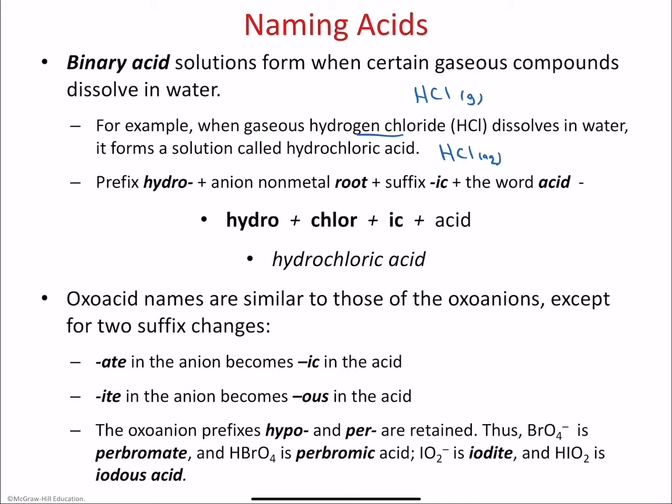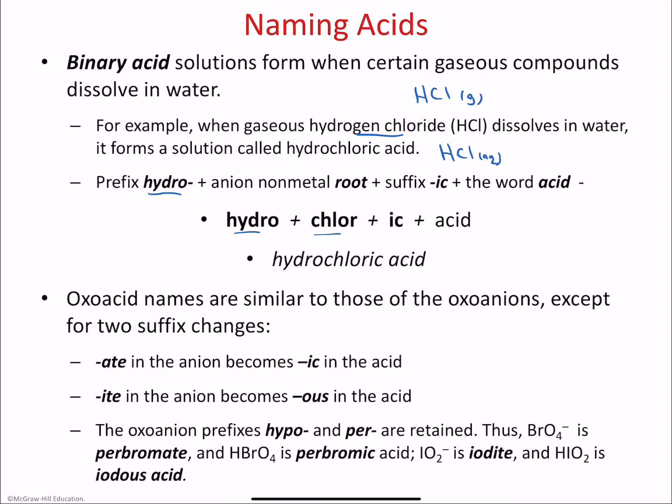So there's a big difference between hydrogen chloride and hydrochloric acid. So how do we name these binary acids? Well, we use the prefix hydro, like hydrochloric acid. Then we add the anion non-metal root. So I have chlorine, so I use chlor in this case. So I have hydro and then chlor. And then I add ic and then acid at the end. So hydrochloric acid.